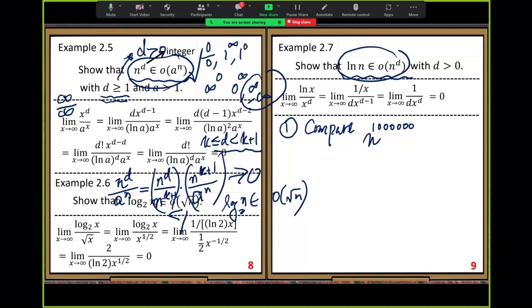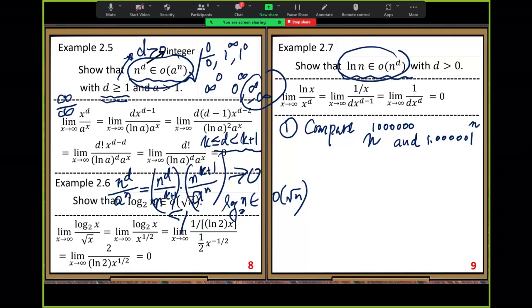Is that function pretty big? n to the millionth power function. Compare this function and another function. The second function is 1.0000001 to the nth. Just slightly greater, the base number slightly greater than 1. So many zeros, very close to 1. But raised to the nth power.